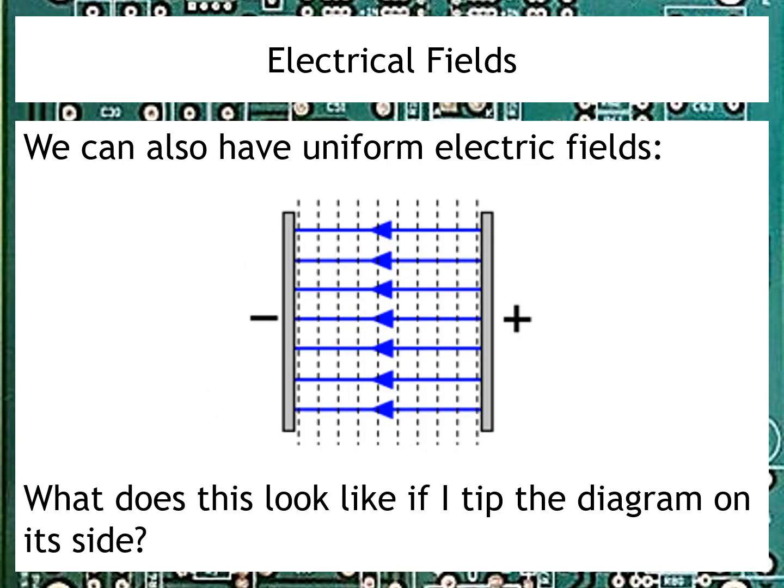So with electrical fields, we can also have uniform electric fields. So rather than having a point source, you could have a plate like this. And in fact, we use these in components called capacitors. What does it look like if I tip the diagram on its side?